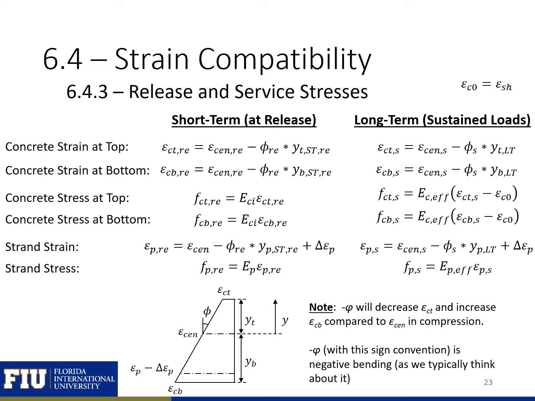We can then find the strain at the top and bottom and stress at top and bottom and strain and stress in our pre-stressing strands using the same relationships that we did before. The only difference, we need to remember that we use the modulus with our release strength for our concrete, and our effective modulus for both the concrete and the pre-stressing when finding our stresses. And we also need to remember in our long-term sustained loads that we need to take out the shrinkage strains right here in this equation. So again, remember your sign convention.